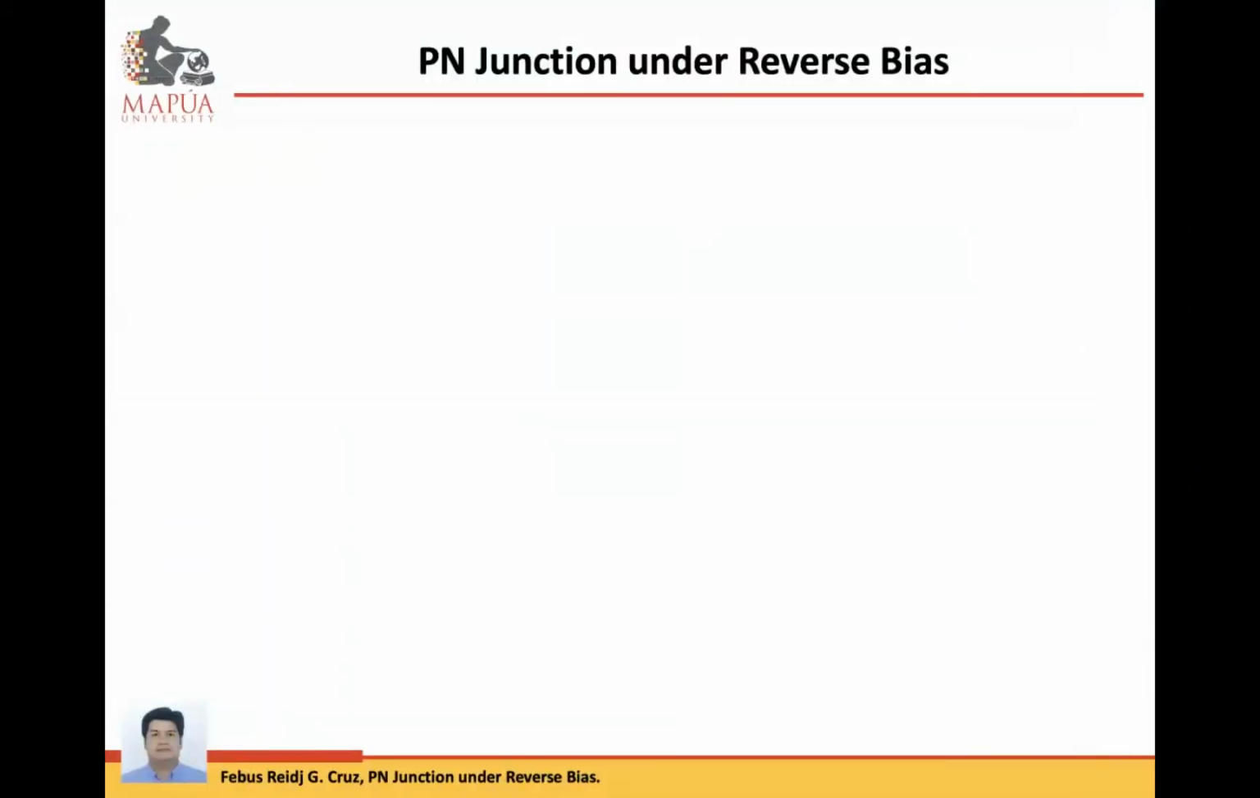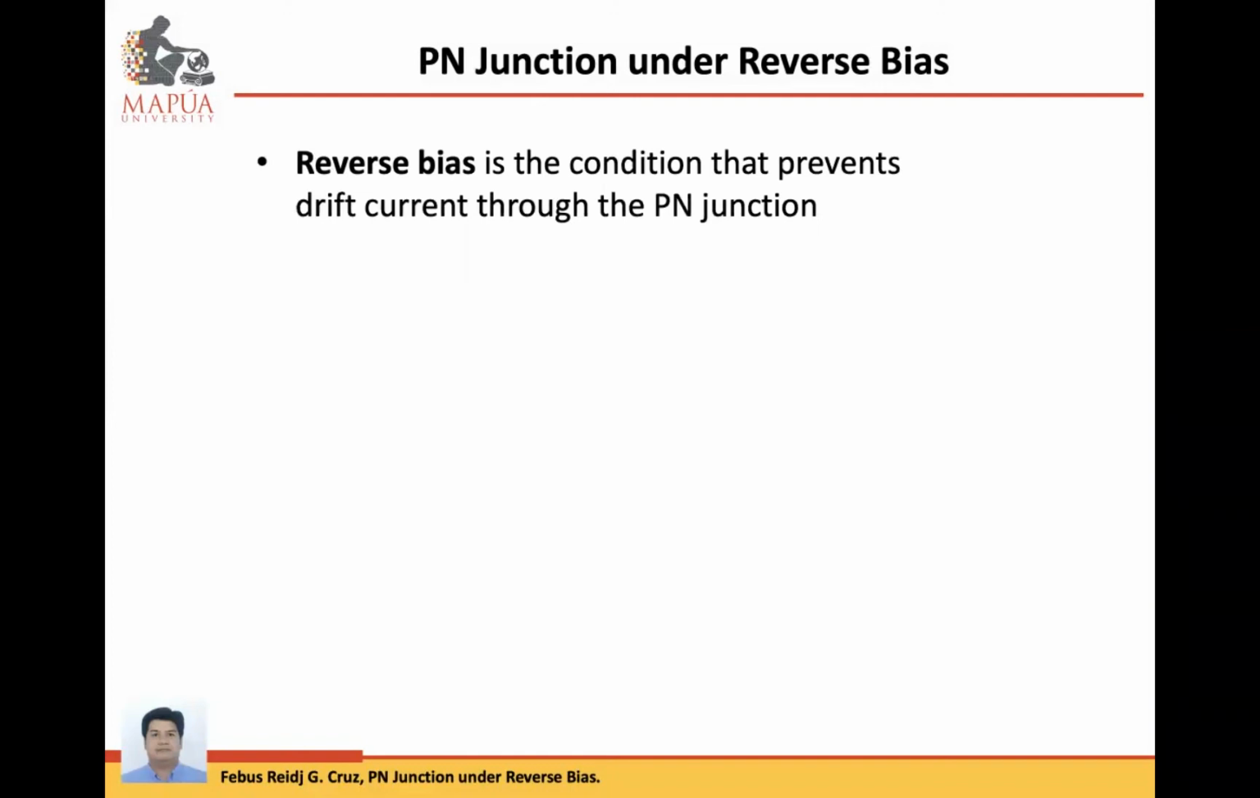All right, that ends our discussion on the forward bias. Let me continue with the behavior of the PN junction under reverse bias. When you say reverse bias, this is the condition that prevents drift current through the PN junction. So pag sinabi natin reverse bias, ito yung turned off. Naka-off yung device natin, no? To apply reverse bias, the positive bias voltage will be connected to the negative type, while the negative voltage will be attached to the positive type material.